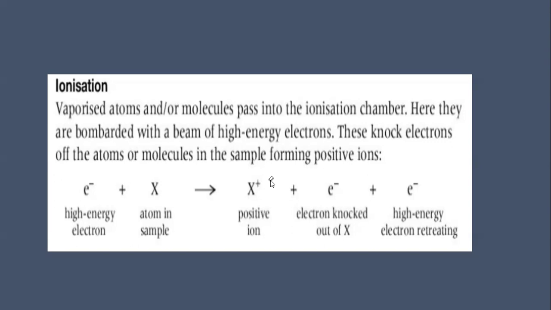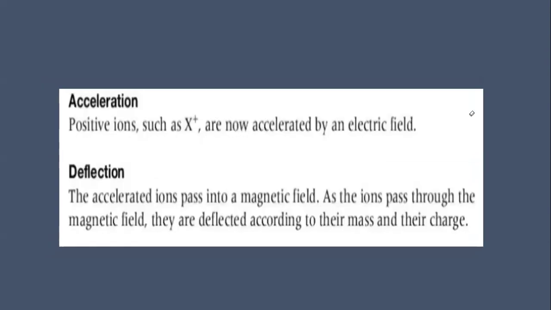Okay, that's about that. Then we quickly go to the acceleration chamber. In this chamber, positive ions, such as X+ or M+, are accelerated by an electric field. There are negative and positive electrodes that provide additional energy to ensure that the ionized sample can move at a particular velocity. Then we have the deflection chamber.